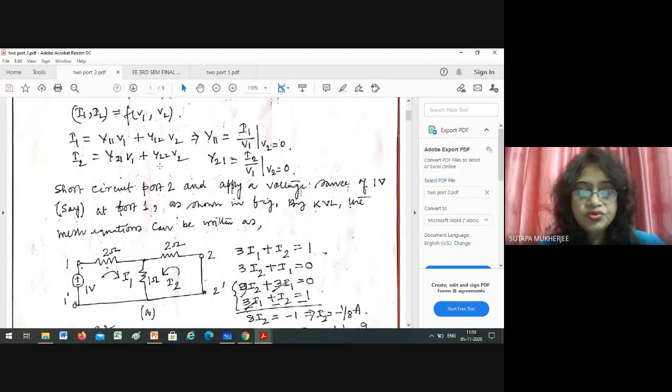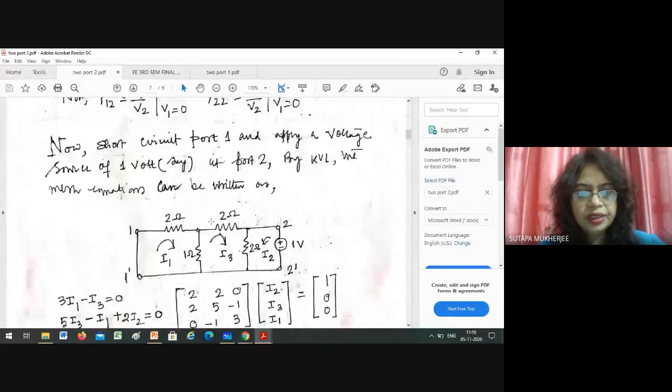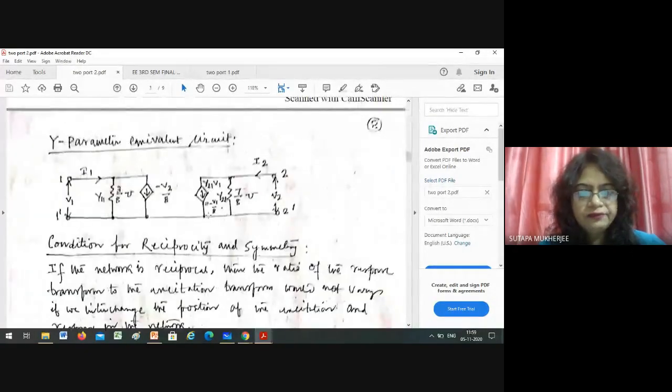Again y21 V1 and y22 V2. Okay, come here. y21 V1, this is basically a current source, and y22 V2. What is the value of y22, Naina? 7 by 8. So 7 by 8 V2. So this is the y parameter equivalent circuit.